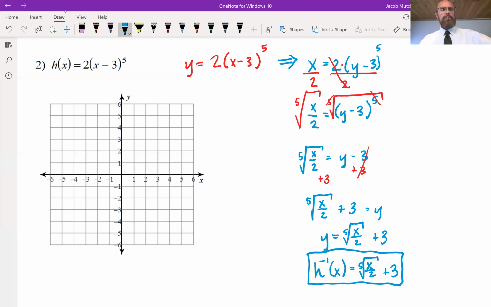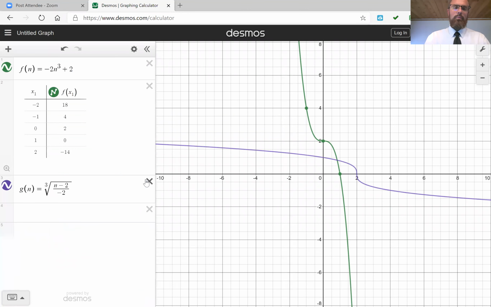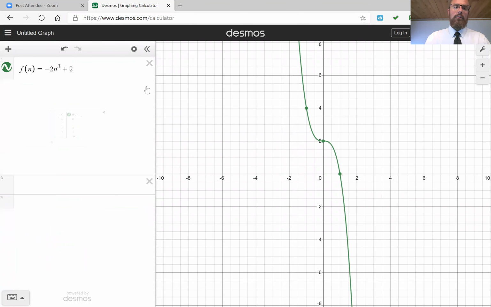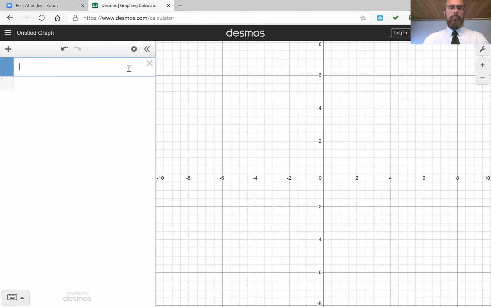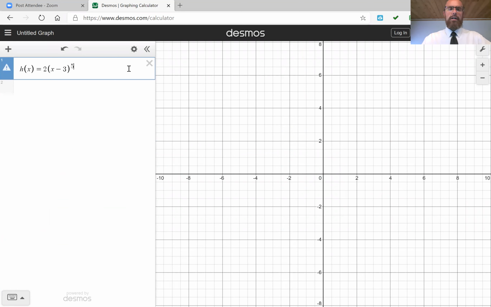So we've done the first task, we've written the inverse. Now I want to graph by creating two tables. So again, let's share with Desmos the chance to calculate here. So we'll clear out our previous input and we'll put in h of x. So we'll just type it the way we saw it. H of x equals, this is the original, 2 times parentheses x minus 3, close parentheses to the power of 5.